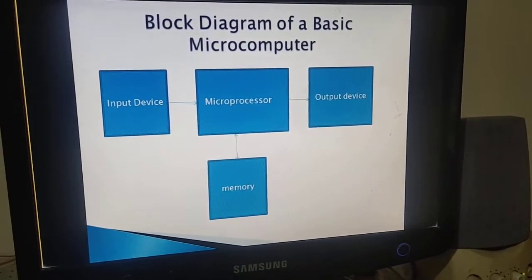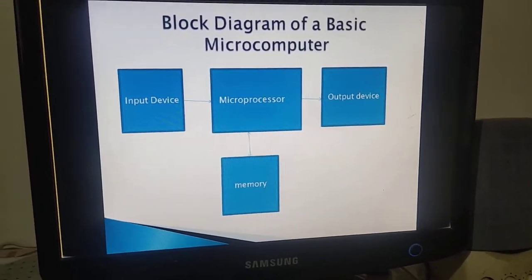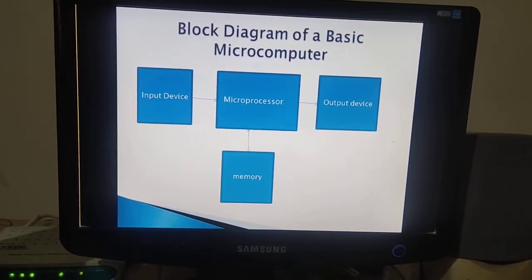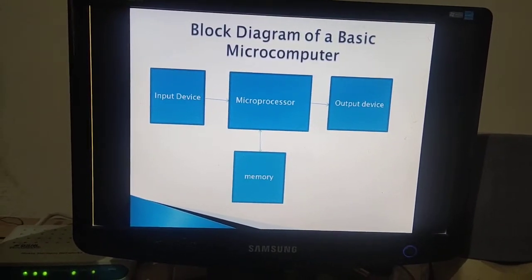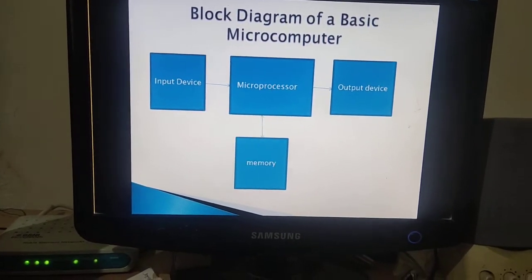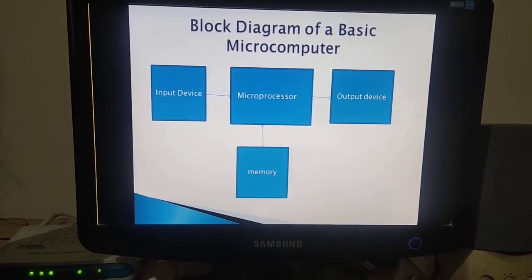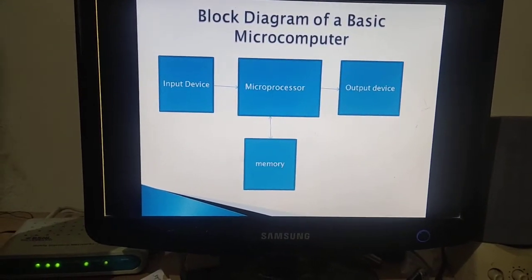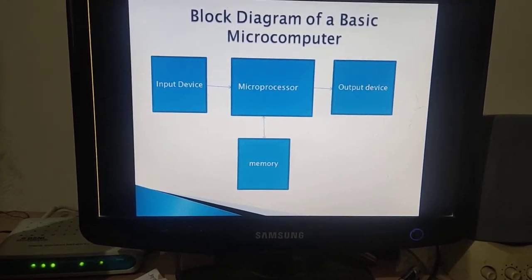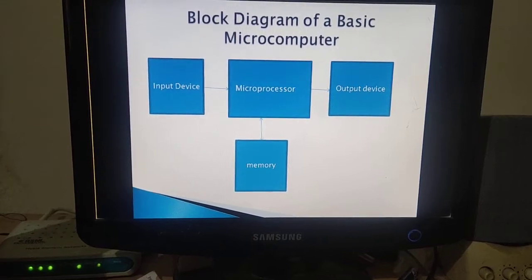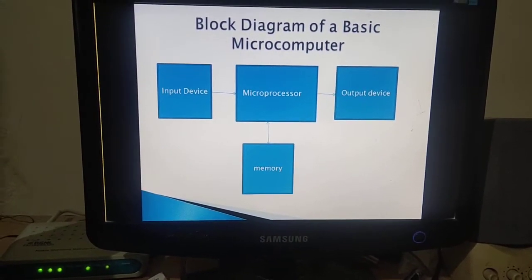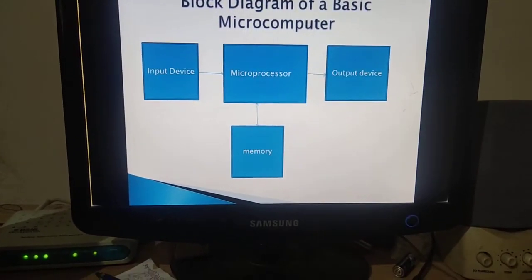Basically, for all microcomputers, to an extent, this is the fundamental block diagram where it comprises of input device, microprocessor, output device, and memory. You can see between the microprocessor and input device there is a single directional arrow. It means the data from the input device is given to the microprocessor, and the microprocessor will manipulate the data and sends the data to the output device.